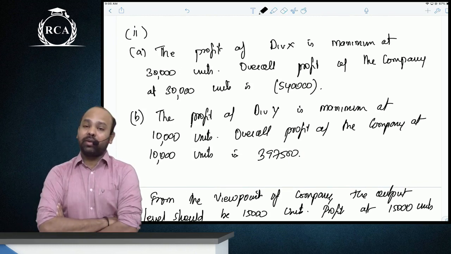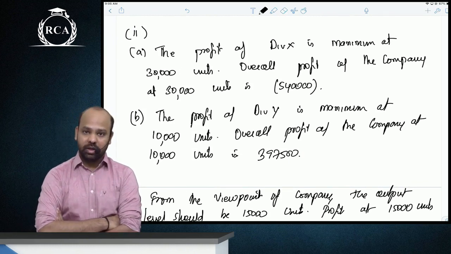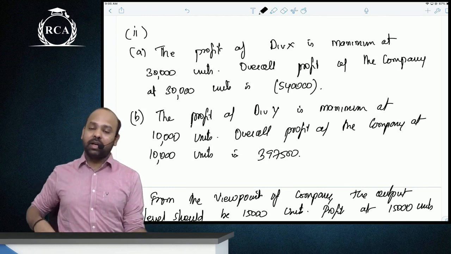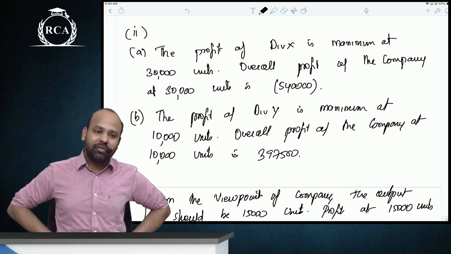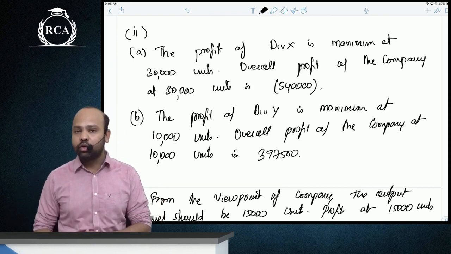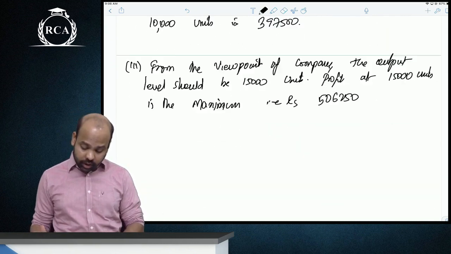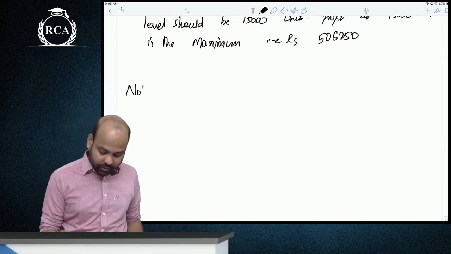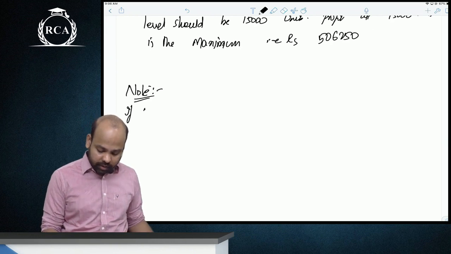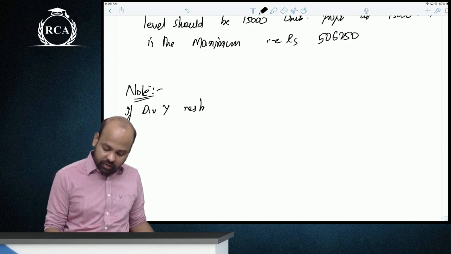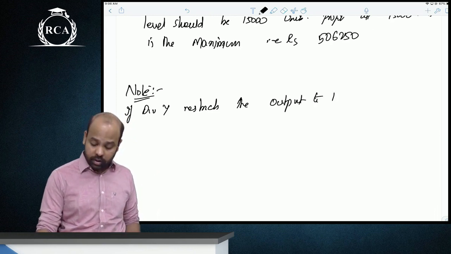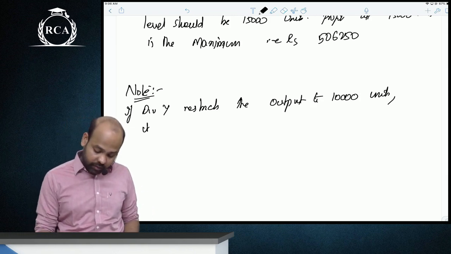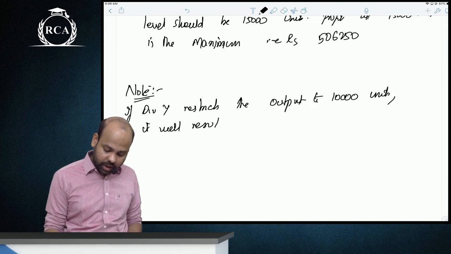Undoubtedly, beta, here transfer pricing is resulting in suboptimal decision making. Imagine division Y is the one who's ultimately selling to customers, so he will dictate the output. So if division Y is restricting the output to only 10,000 units, the company as a whole will lose. Please understand, guys, note, listen once. If division Y restricts the output to 10,000 units, isn't the company as a whole losing? Yes, beta. It will result in suboptimal decision making.